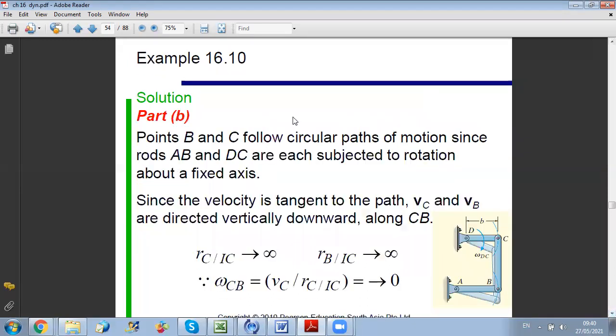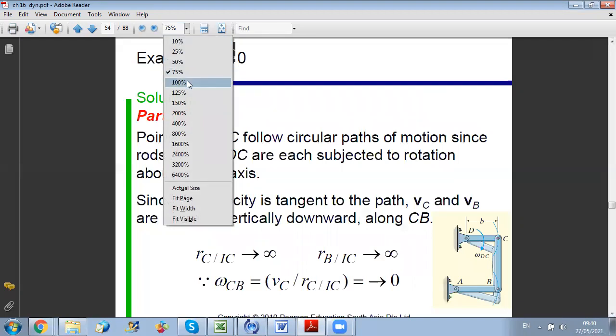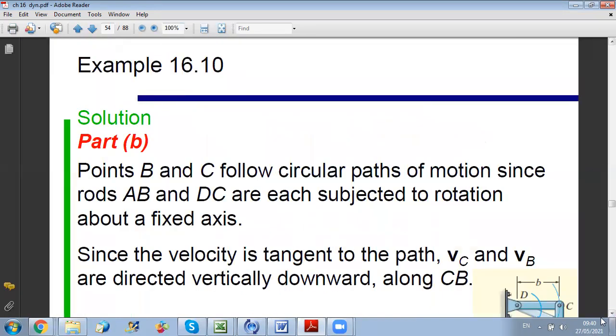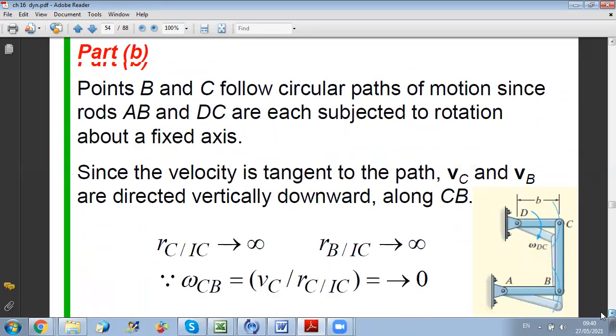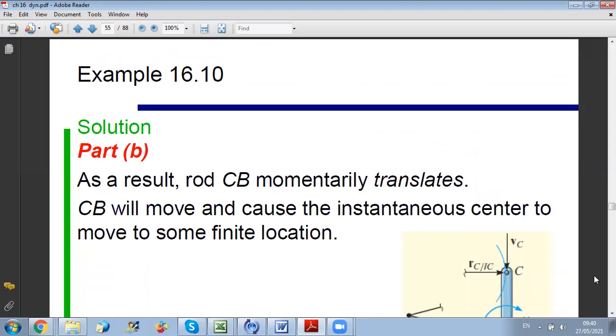In this figure here, let me enlarge it a bit more. Okay. In this figure, I want to determine the location of my IC.